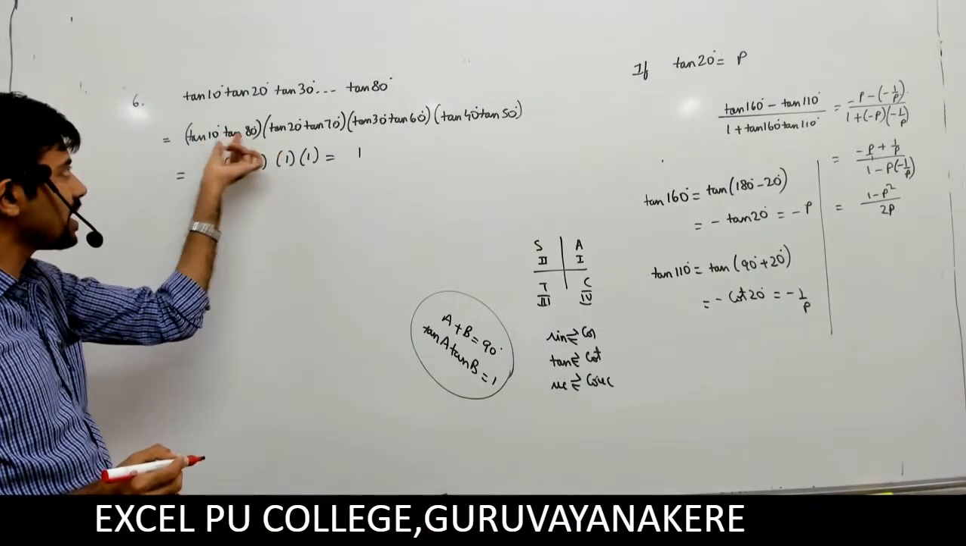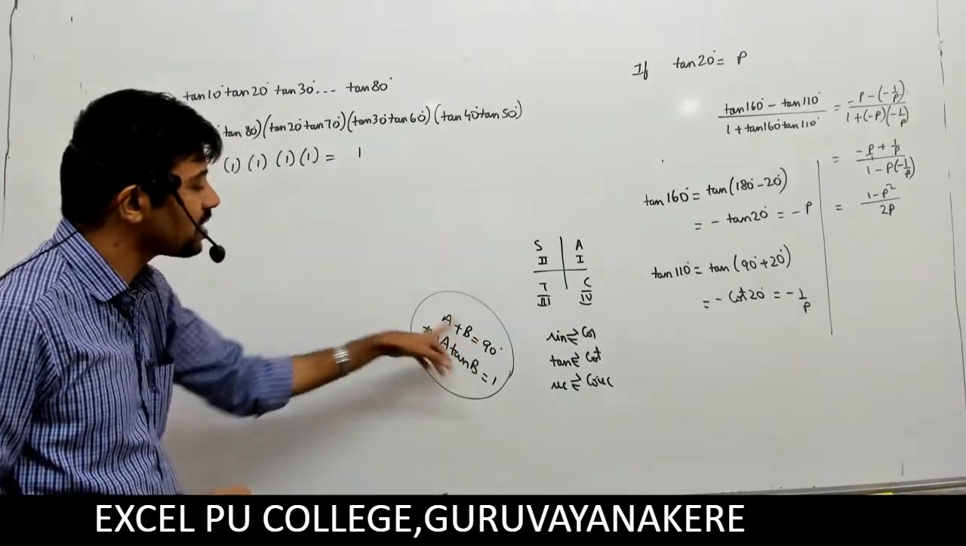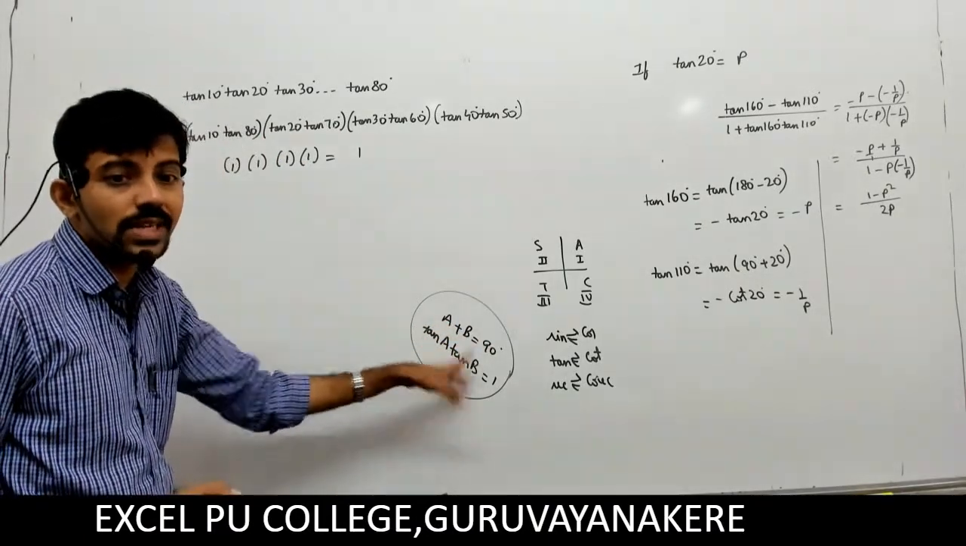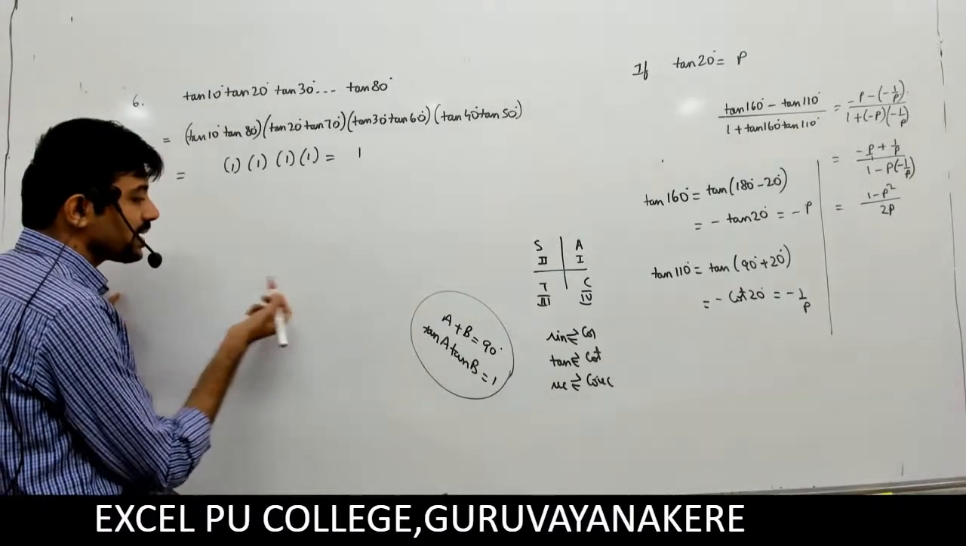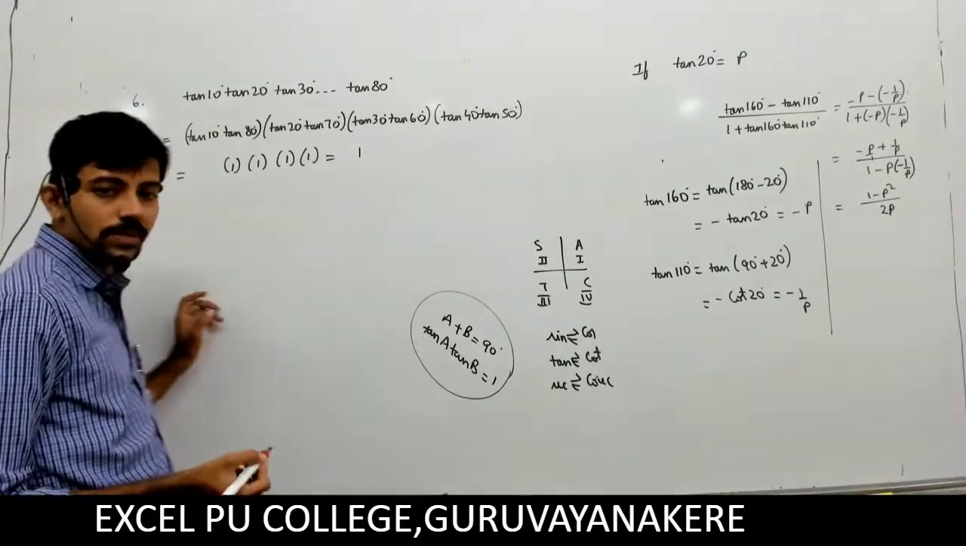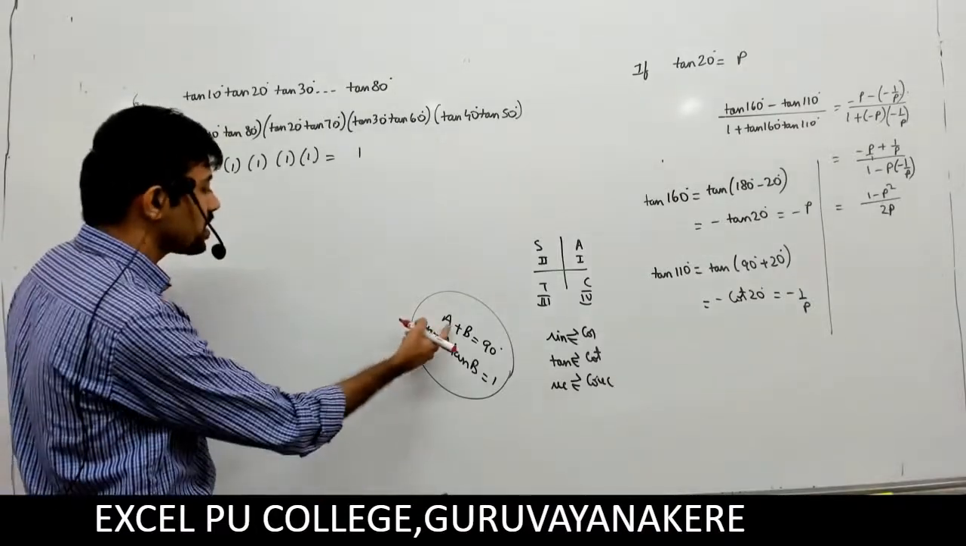10 plus 80 is 90, 20 plus 70 is 90. If the sum of the two angles is 90, then the product of the tan function values is equal to 1. A plus B is 90, tan A into tan B is equal to 1. Is that clear? If you want, I can prove this.